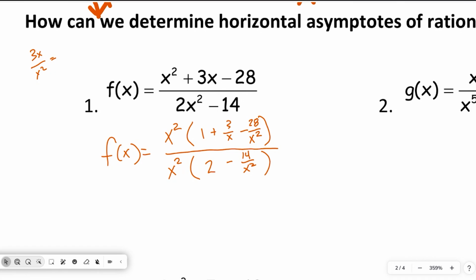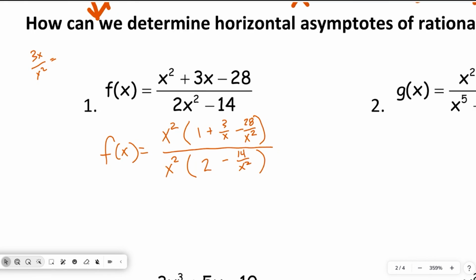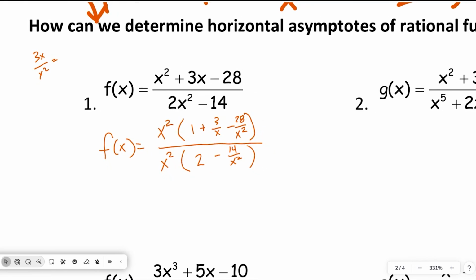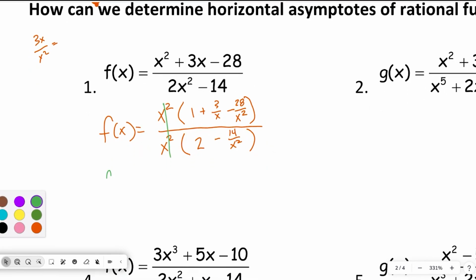Now I factored out the x squareds, assuming x isn't 0, and it won't be if we're going to infinity. What's x squared divided by x squared? 1, right? So these will just reduce to 1. And so we've got f of x equals 1 plus 3 over x minus 28 over x squared, all over 2 minus 14 over x squared.